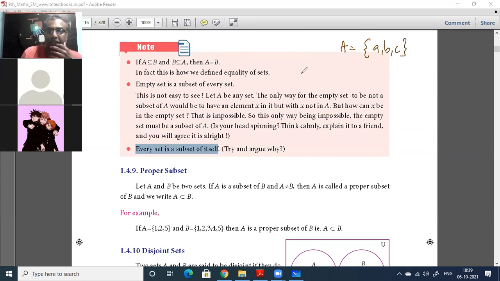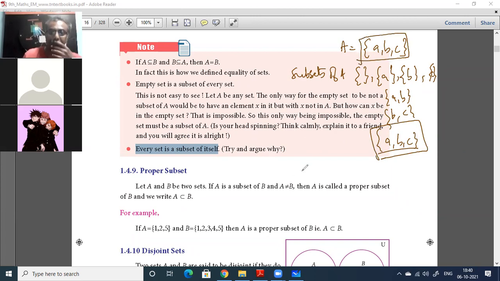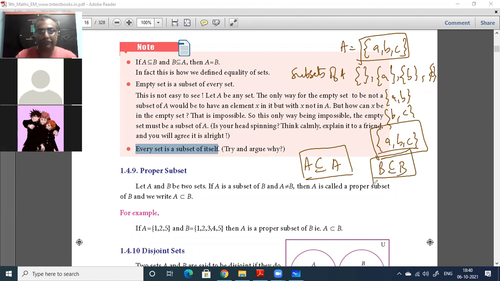Now, if you write the subsets of A, you will put the empty set, then A, then B, then C, then AB, then BC, then also A, B, C. So this set is also one of the subsets of A. So A is a subset of A. Every set is a subset of itself. B is a subset of B. The null set is a subset of every set. So these two things you should remember.